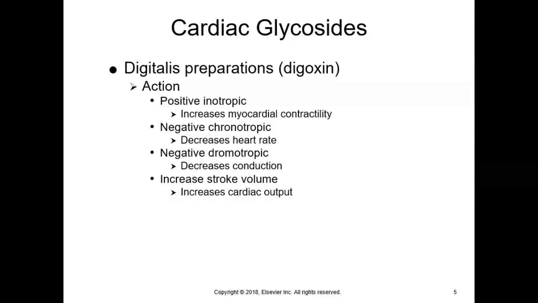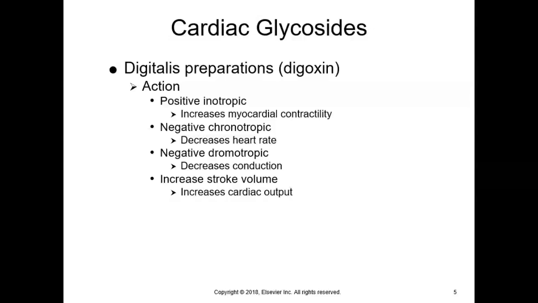So when you hear positive inotropic, it means myocardial contractility. Positive means that it's increasing that myocardial contractility, which equates to a stronger squeeze of the heart. So positive inotropic means that the heart is squeezing better. Another thing it does is it's a negative chronotropic action, which decreases heart rate. When I see that chrono, I think of chronological numbers. So we're talking about the numbers of beats per minute. A negative chronotropic action would decrease heart rate.